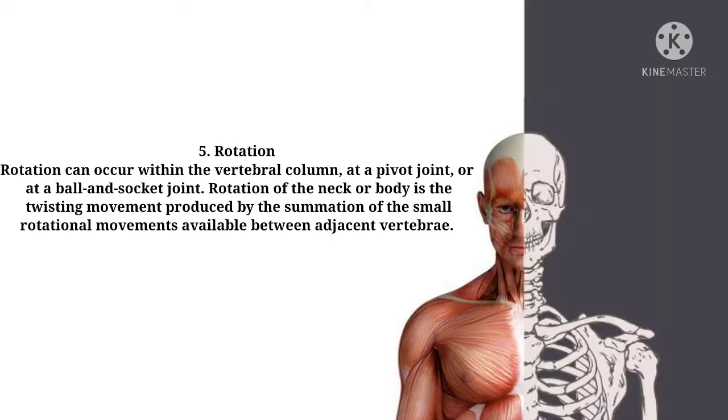Rotation. Rotation can occur within the vertebral column, at a pivot joint, or at a ball and socket joint. Rotation of the neck or body is the twisting movement produced by the summation of the small rotational movements available between adjacent vertebrae.